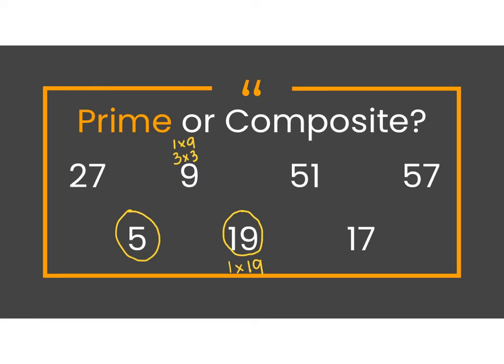Let's look at 51. Can you think of any factors other than 1 times 51 that when multiplied together equal 51? 51 has 2 additional factors. If we multiply 3 times 17, it equals 51. Since 51 has more than 2 factors, it is a composite number.